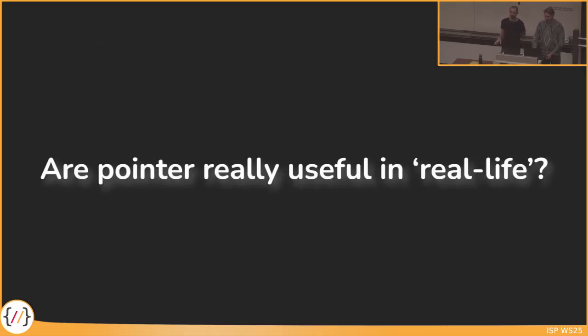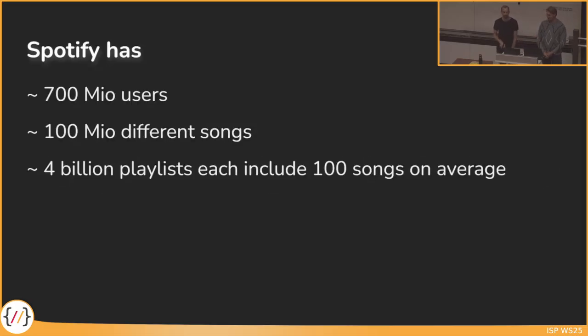Okay, before we start with the recap, I just want to give you a short idea of real usage of pointers, because I always hear the question, why should we use pointers? What is an application of pointers? I think most of you use Spotify, and Spotify uses pointers heavily. So Spotify has about 700 million users, 100 million different songs, and about 4 billion playlists. So in each playlist there are, on average, 100 songs.